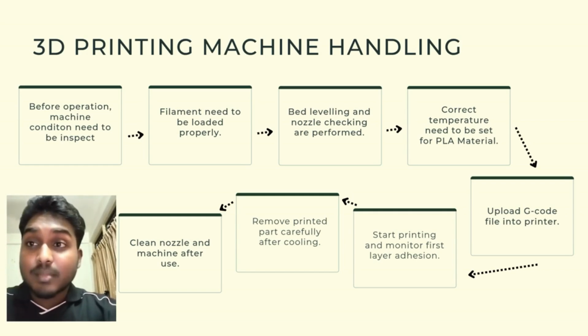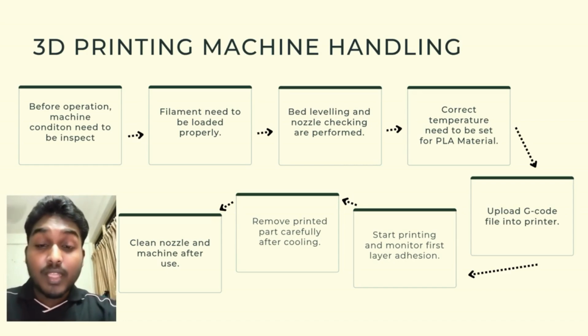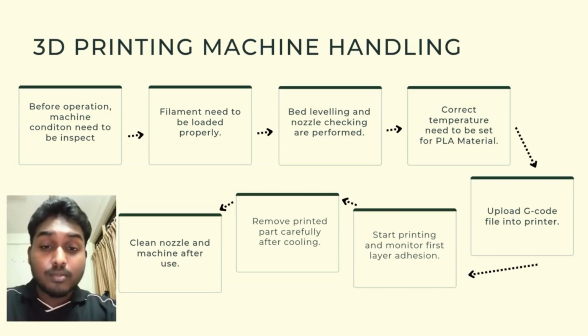Next is removing the printed part carefully after the cooling. We have to wait after printing because the part should cool down, and then it will be safe to use for the next process. Lastly, we need to clean the nozzle after use. For long-term use of the 3D printing machine, we have to clean it and check the maintenance properly, so that no issue will happen in the long term, and we can use it for a long time.